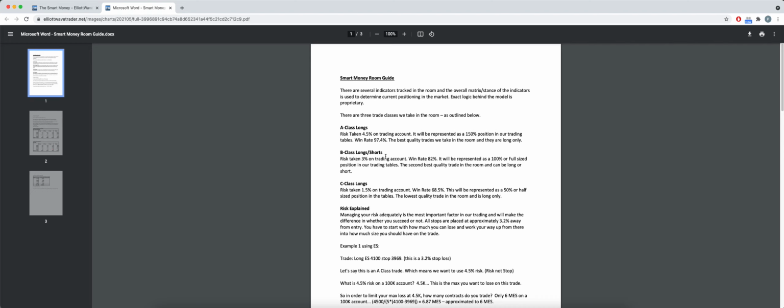And in between both of these, we've got the B class longs and shorts. B class longs are rare. Usually it will be a B class short. Risk is taken as 3% on the account. Right, so risk is the most important thing in trading. You've got to manage that. I have that explained over here. How do you calculate the risk?